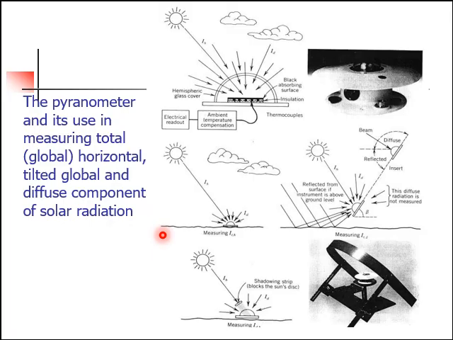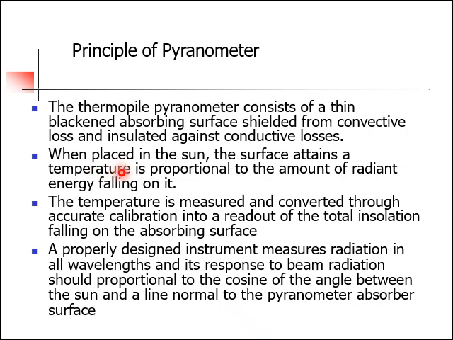In the next slide, we will see how the pyranometer works. Remember the term thermopile. A thermopile is a combination of different sensors to measure the solar irradiation and represent it in a unit, the energy incoming per unit area, usually watt per meter square. This thermopile pyranometer consists of a thin blackened absorbing surface shielded from convective loss and insulated against conductive losses. That's why we place it underneath the glass hemisphere.